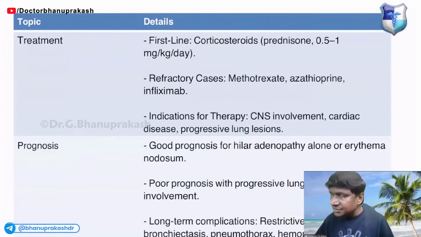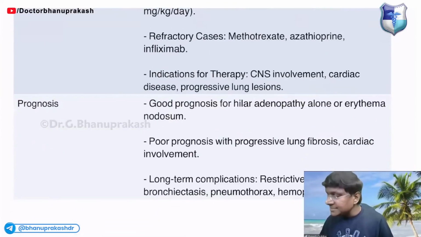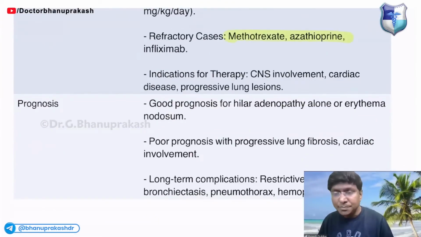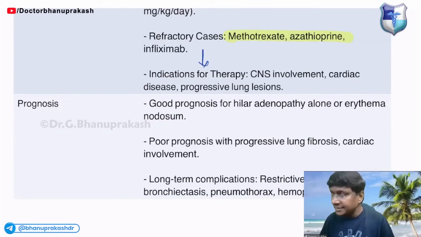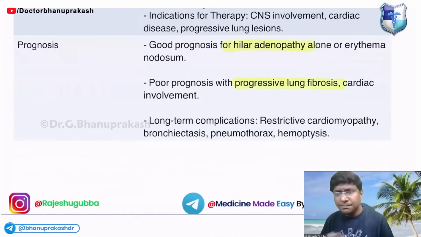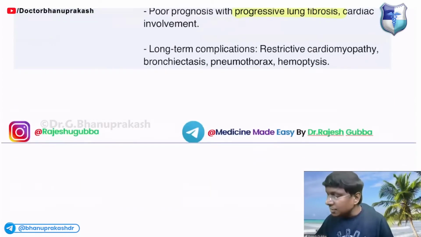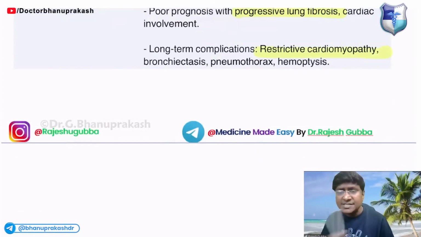And because it's an inflammatory condition, what is it that you need to do? You need to give corticosteroids. For refractory cases, what do you need to give? Methotrexate, azathioprine, and infliximab, right? Whenever there is CNS involvement, that is when you need to give methotrexate, azathioprine, and infliximab. And what are the good prognostic signs? If there is hilar lymphadenopathy or erythema nodosum, it's a good prognosis. But if there is progressive lung fibrosis, poor prognosis. And what will be the long-term complication? Restrictive cardiomyopathy, that will be causing arrhythmias and sudden cardiac death.